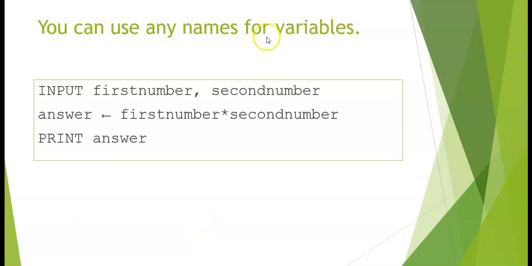You can use any names for variables. This is just an alternate form of the previous code. Instead of saying input x and y, you can say input first number, second number, as long as your variables have appropriate names. Then answer is a variable that you can store the product of these two values under. And then you just print answer, just like we printed z on the previous slide.